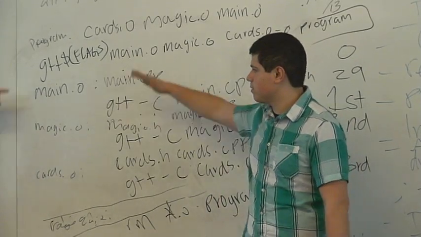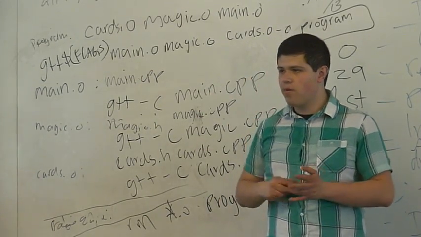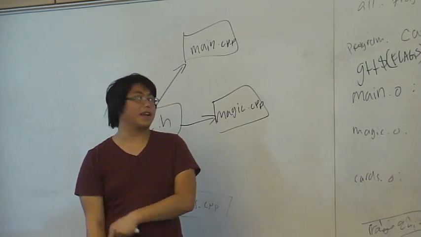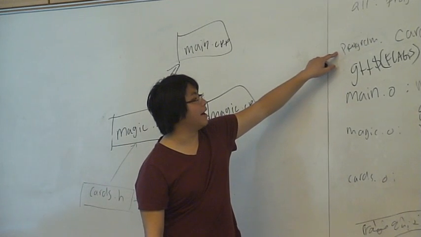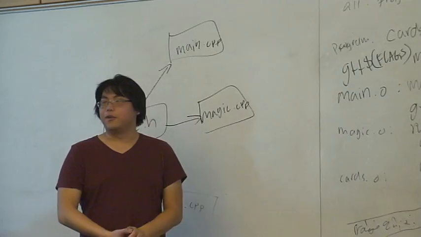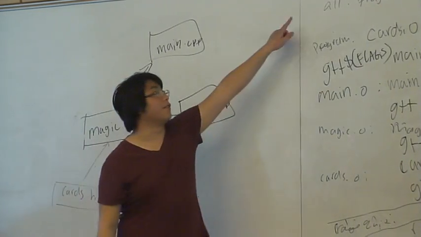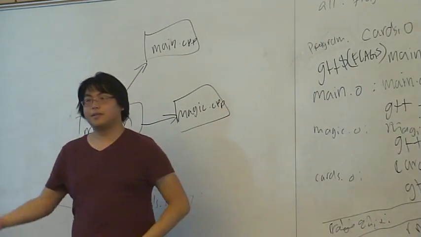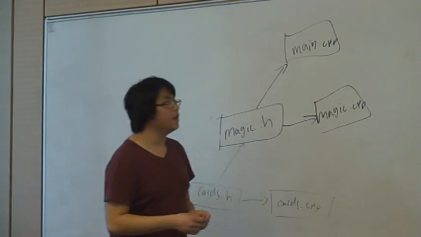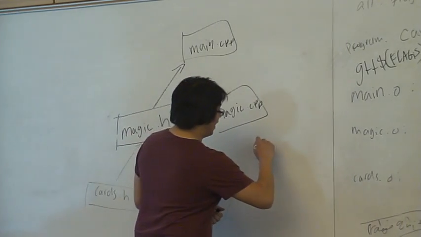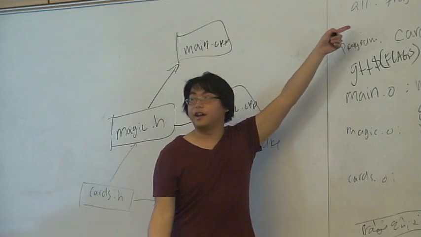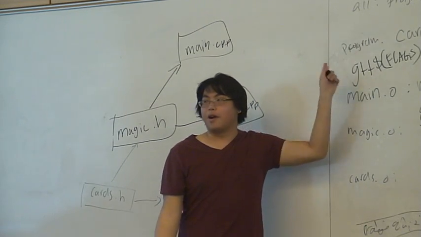Make defaults to the first rule. So when you type in make, you can also pass in the thing you want to make. Like if you only wanted to make main.o, you can just say make main.o. If you just type make, then it'll default to the first rule. In this case, all. All will make program and so on.